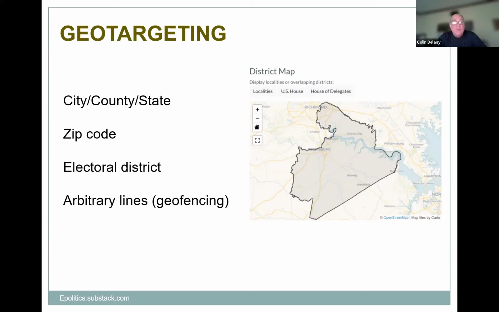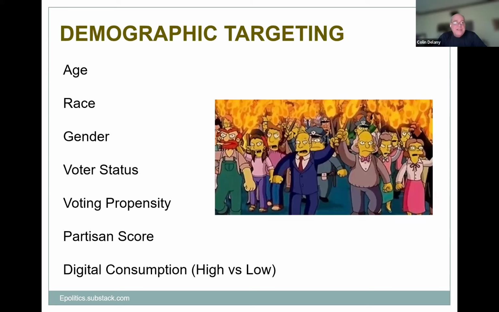But it's just an example of what you can try. So geo-targeting, also demographic targeting: age, race, gender, voter status. Now, the programmatic platforms that you're going to use for politics are typically going to have a voter file that has all of the usual data appended to it. So I can use that to do a lot of things.